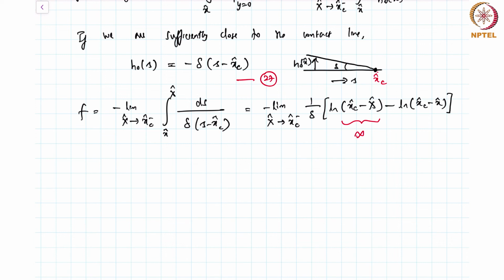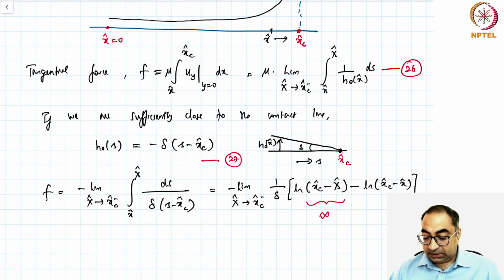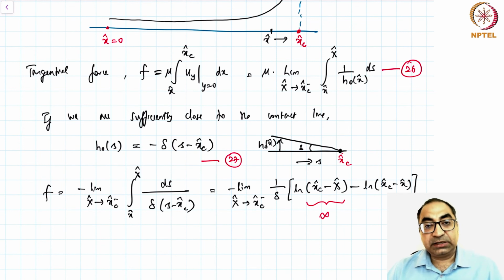Okay, so I think with this I'll stop here. As far as the singularity is concerned, one can also show that the pressure also diverges in a similar fashion. So this singularity cannot be removed. So we have a logarithmic singularity, which is a very strong singularity. And the primary reason for this is that we apply the no slip condition, which is exactly what we have done so far. If we apply the no slip condition, we get this singularity.